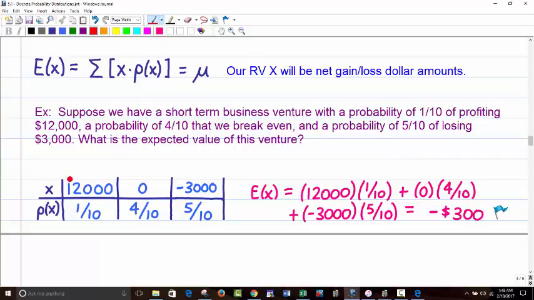What if you try this once in the short term and hit the 12,000 and you quit? That kind of thing. You can always stop in the short term. But this would not be a good venture in the long run, not when it's a negative expected value.